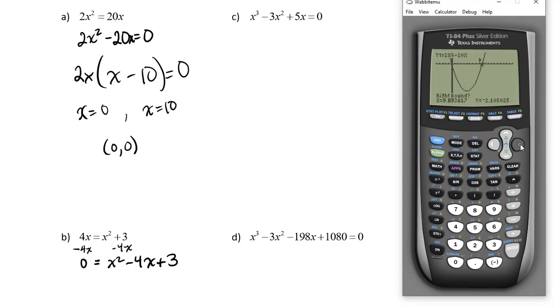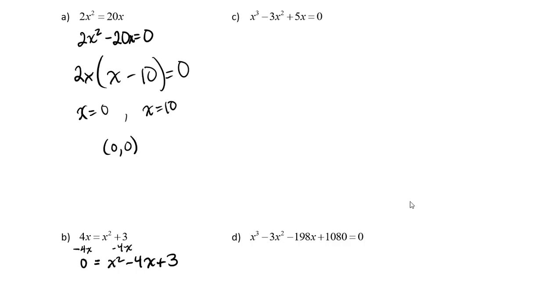Enter. Now we want the right bound, enter. Now we want to guess, enter. And we have x equals 10, y equals 0. So these are the two zeros of this first polynomial.